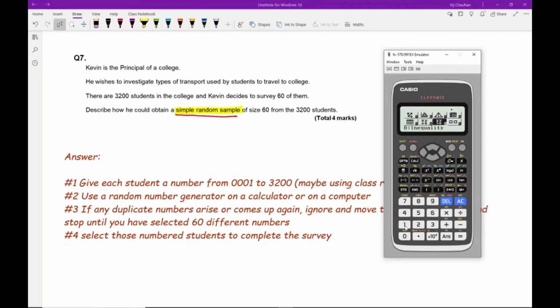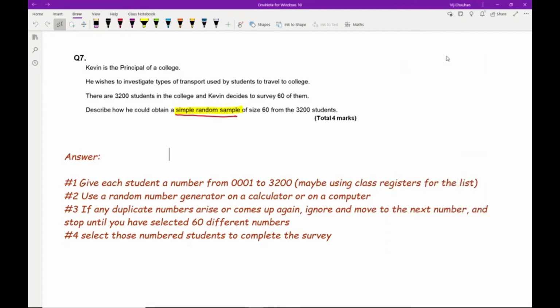So mode and then option 1. If I select shift, Ran#, and then times 3200, press equals, what it will do is give me a random decimal number between each of those numbers. And again, that's how I do it. Now I don't really need to write those specifics in the actual answer, but it's something that you may, in the heat of the moment, actually decide to do.